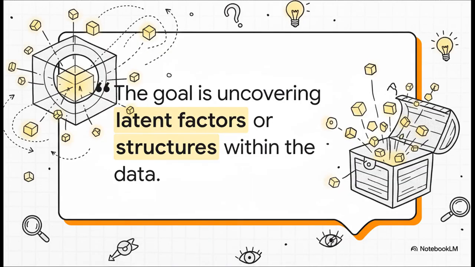You know, one of the sources for this explainer put it perfectly. It said the goal of tensor decomposition is to approximate a tensor, thus uncovering latent factors or structures within the data. That word latent just means hidden. So it's not just about making data smaller, it's about finding the hidden meaning inside all that complexity.